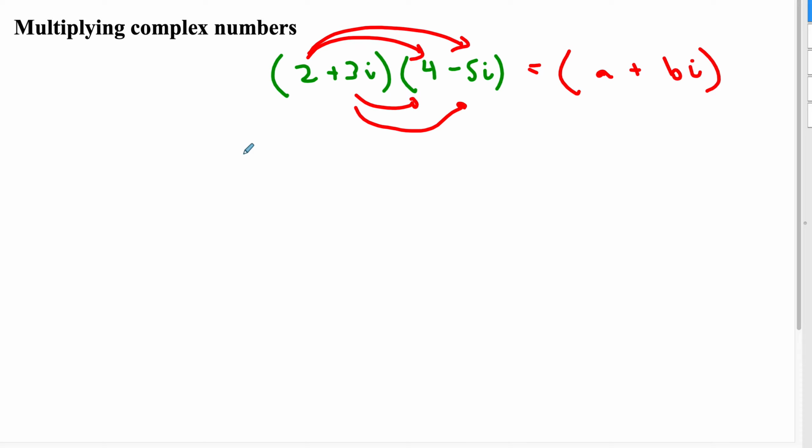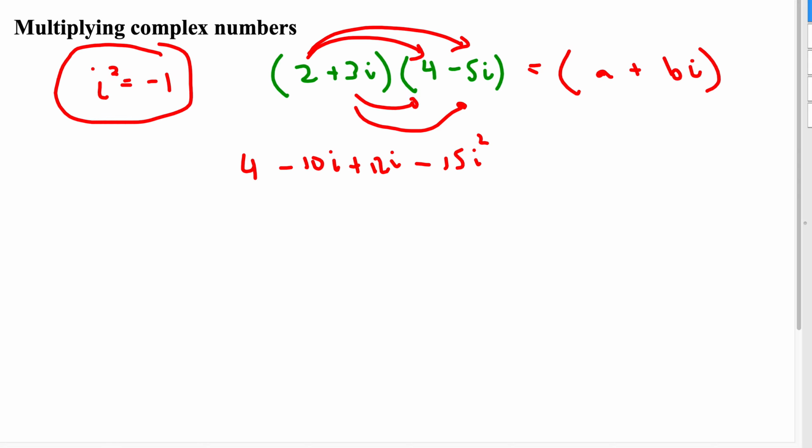So 2 times 4 is easy. That's 8. By the way, this is just FOIL. We've done this before. 2 times negative 5 is minus 10i. 3 times 4i is plus 12i. And last but not least, positive times negative is negative. 3 times 5 is 15i squared. And this is where remembering that i squared equals negative 1 is going to be incredibly important.